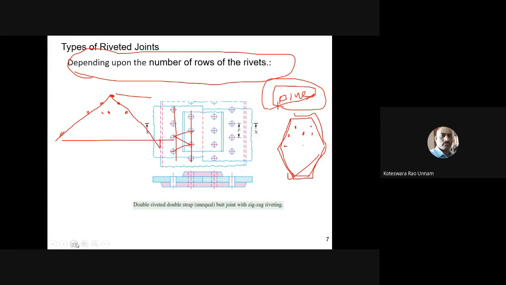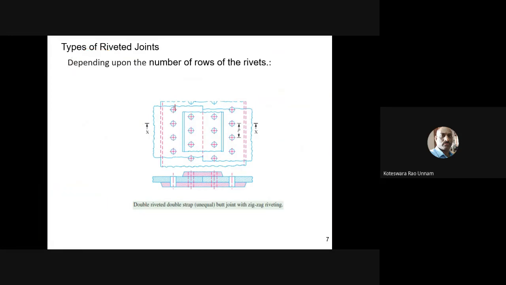So what is the outer row, and what is the inner row here? If you look at this diagram, I'll call this one the outer row and I'll call this one the inner row in this case.